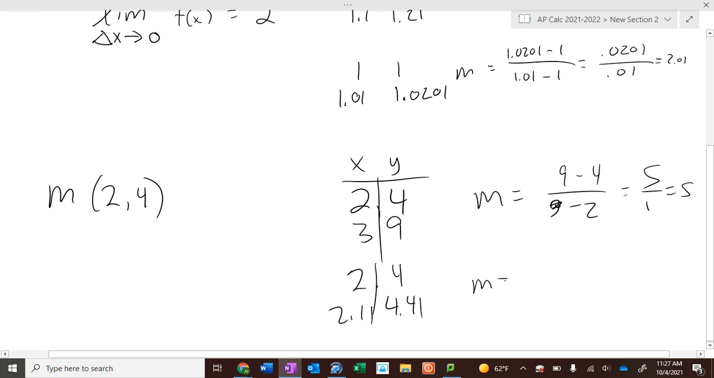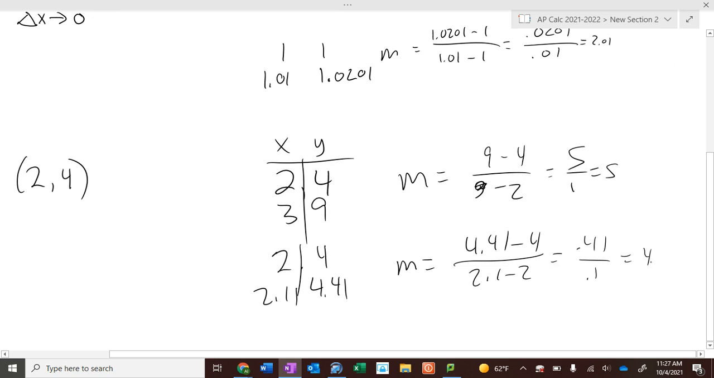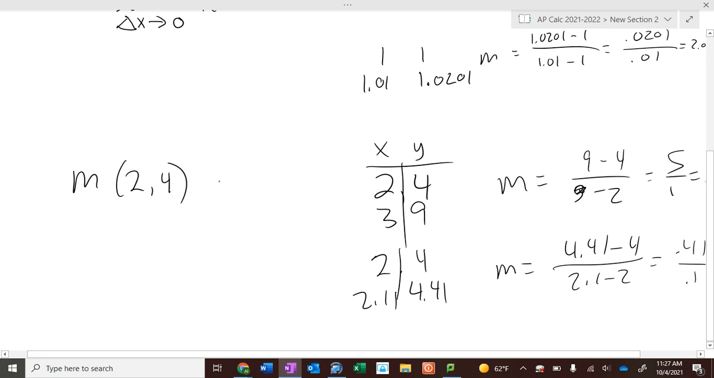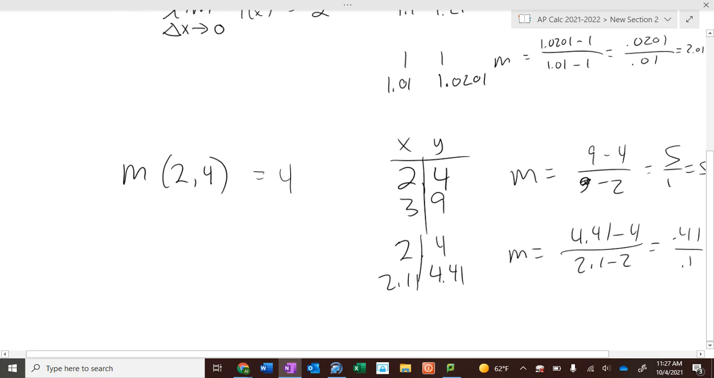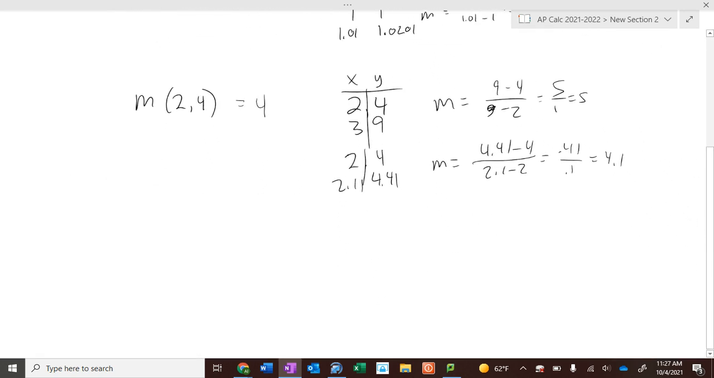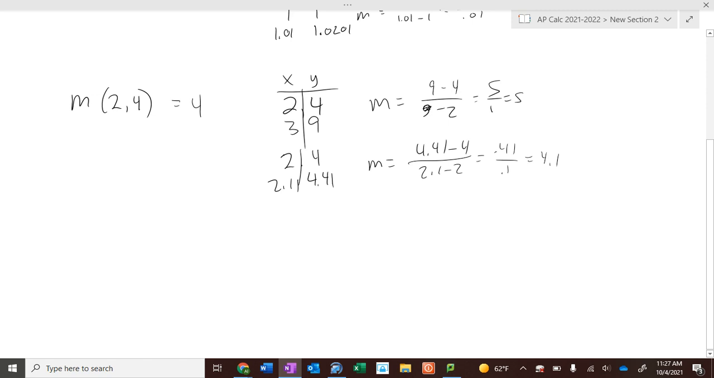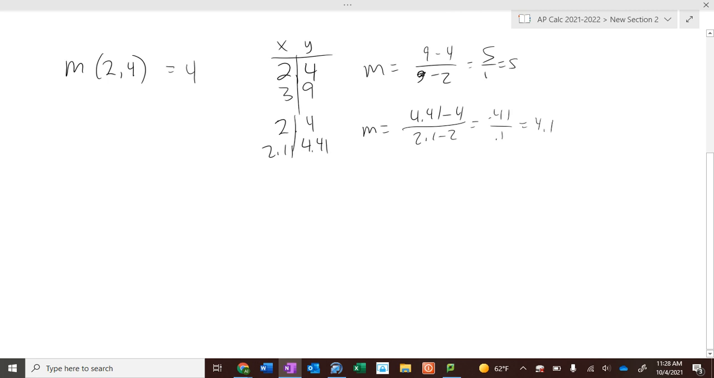Okay? So slope is 4.41 minus 4 over 2.1 minus 2, which is 0.41 over 0.1, which is 4.1. What do you think the slope is going to be? The slope is going to be 4 there. So we can figure this out for any point on any function, by using the slope formula.